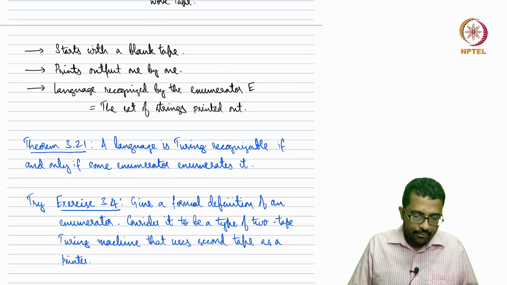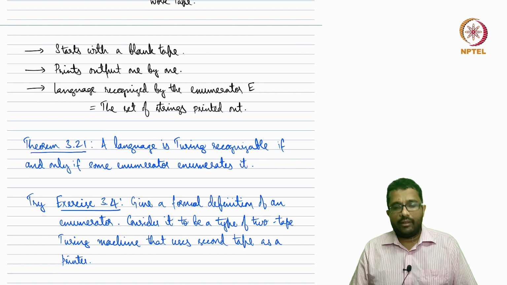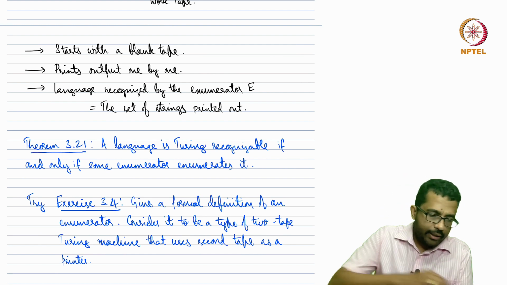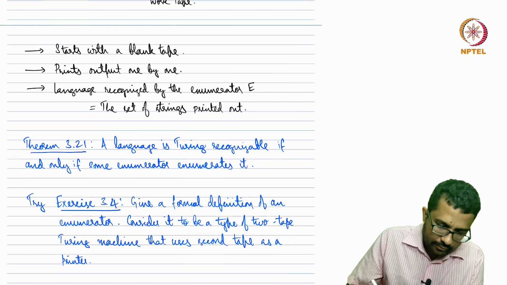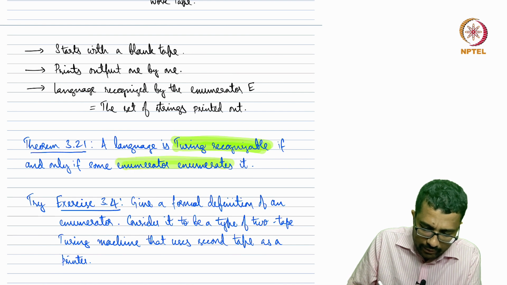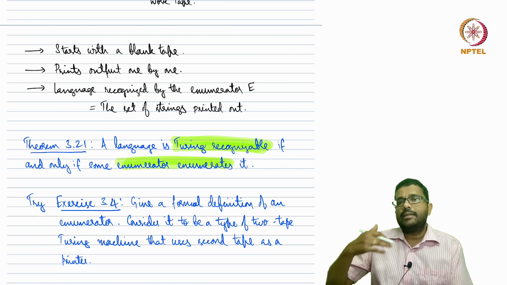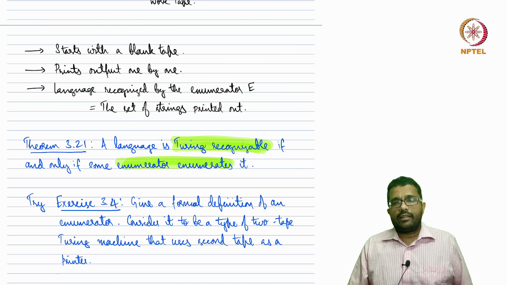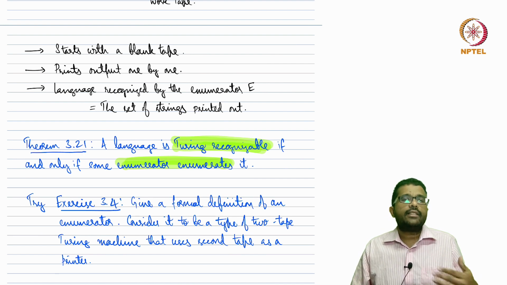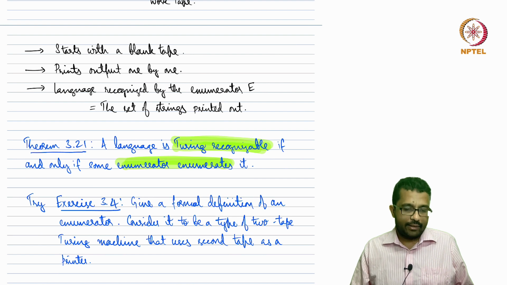So there is a theorem which I will just state, and I will not get into the proof of. It is that a language is Turing recognizable if there is some enumerator that enumerates it. When I say enumerates it, it means it prints it out. So a language is Turing recognizable if there is some enumerator that enumerates it. The proof is not that difficult. You can look it up in the book.